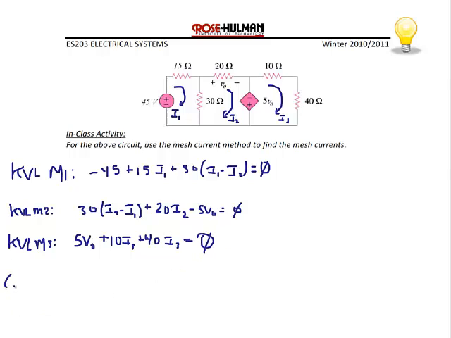The constraint equation is a relationship between the mesh currents and the dependent source controlling variable. The controlling variable is V naught. So V naught, which is the voltage across the 20 ohm resistor, is the same as 20 I2. This gives us 4 equations and 4 unknowns. So when we solve, we get the following.